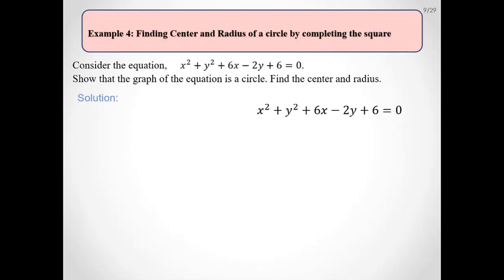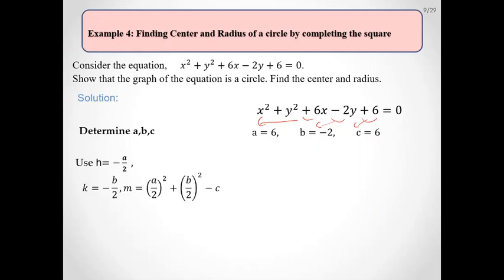We have to find h and k. So in order to find h and k, we have to use a, b, c. So what are they? First, a is 6, b is minus 2, and c is 6. And then we use the relation between h and a, and k with b. So h is minus a over 2, and k is minus b over 2, and m is a over 2 squared plus b over 2 squared minus c.